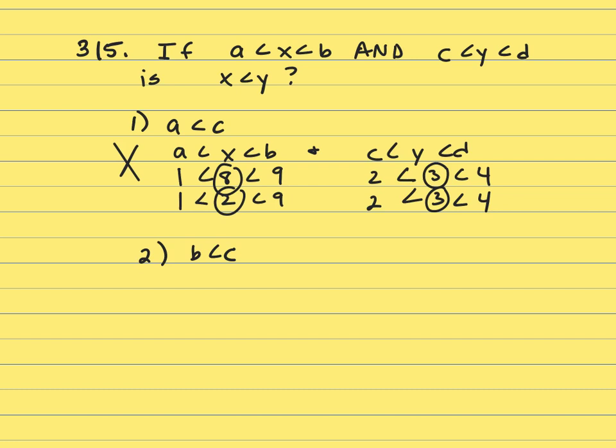Now, clue 2 says B is less than C. Is that right? B is less than C. This number is less than that number. So that means that A is less than X is less than B. And B is less than C is less than Y is less than D.